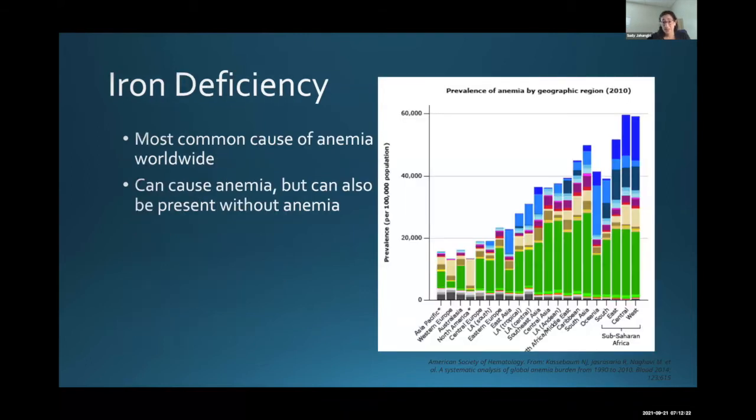I want to spend some time talking about iron deficiency anemia. It is the most common cause of anemia worldwide. The graphic on your right, which I have borrowed, shows you the incidence of iron deficiency in green across many countries throughout the world. And you can see in most of the countries, it is the most common cause of anemia. And it's also important to note that iron deficiency can be present without anemia being present.